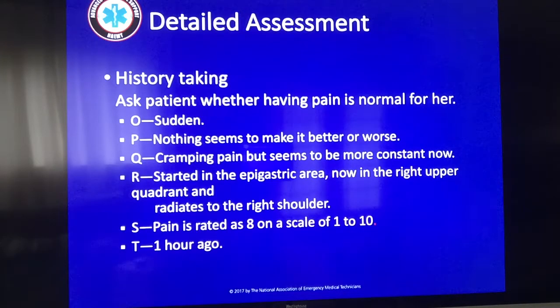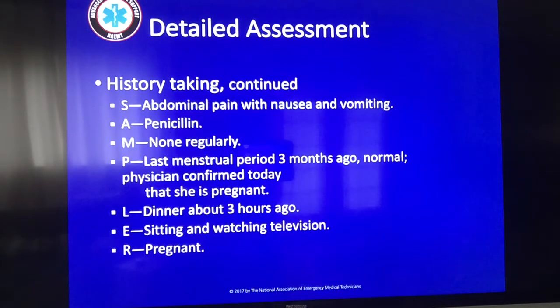So it's 1 out of 10, 1 hour ago. Doesn't seem to be getting worse. Epigastric, now right lower quadrant. Sounds like more appendicitis. But, you know, upper quadrant to the right lower quadrant, mid epigastric. So here we got the pain. Meds, none. Last menstrual period 3 months ago.